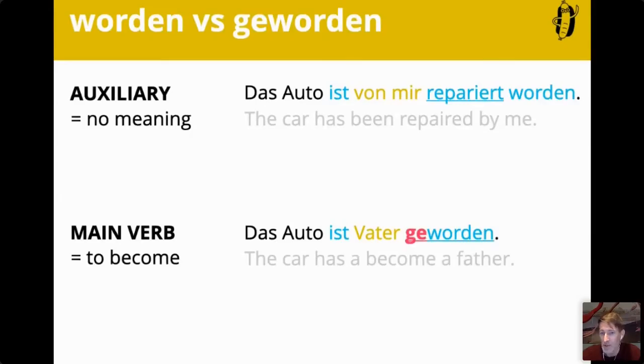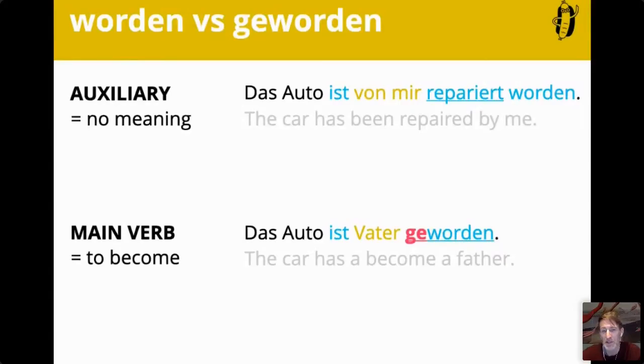The good news or the bad news? Actually, it's a good news. This is so rare. It's in 1% of the cases that "werden" is actually translatable into to become. You couldn't translate the first sentence on the top of the screen. "Das Auto ist von mir repariert worden." You couldn't say the car is becoming repaired by me. That doesn't really work. Maybe philosophically, but grammatically "auf keinen Fall". Yeah, in no case.